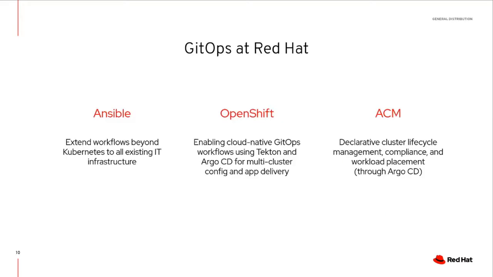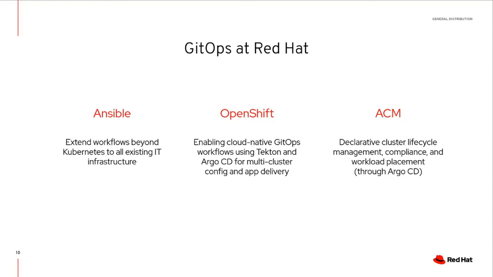So let's talk a little bit about GitOps at Red Hat. GitOps isn't a tool. You can't just go and buy GitOps off the shelf. You can't say, give me one GitOps, please. It's not a tool, but a practice. What you use will vary depending on your workflows. While there are many tools that you can use for GitOps, Red Hat Ansible Automation Platform stands out as the ideal solution because it can extend your workflows beyond Kubernetes to all existing infrastructure.